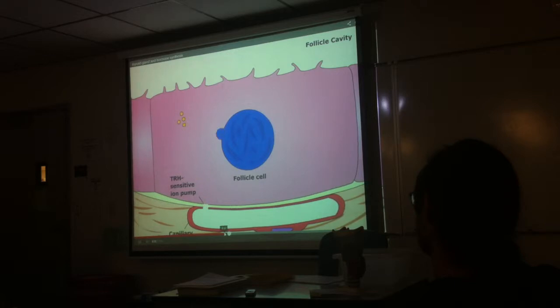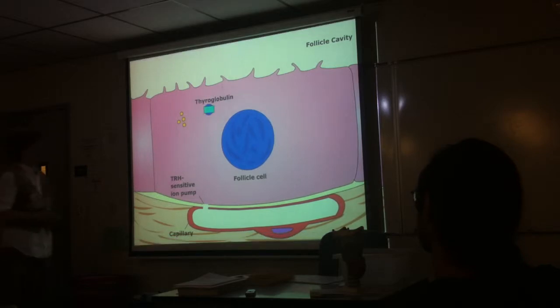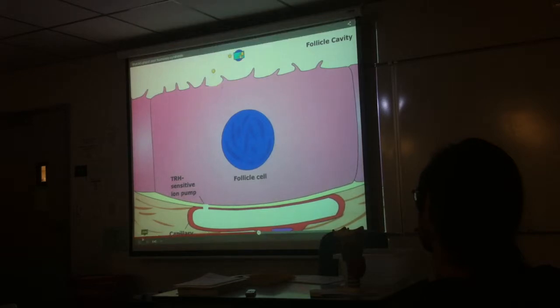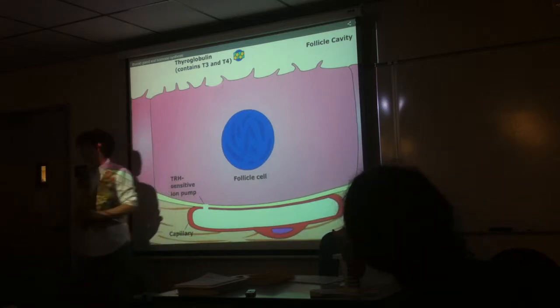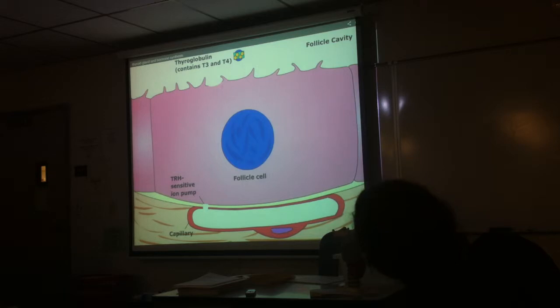So this is the iodide coming in. And now the cell. Remember, thyroid hormone is modified tyrosine. But what is actually made is a protein known as thyroglobulin.